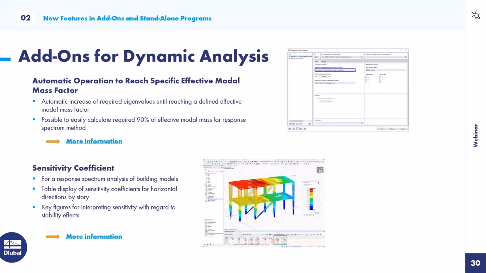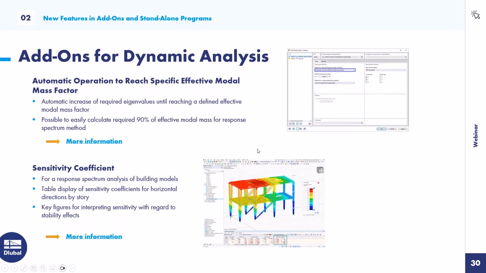Then add-ons for the dynamic analysis: the automatic operation to reach a specific effective modal mass factor. It's an often wished feature from our customers. The program determines the count of eigenvalues until, for example, 90% of effective modal mass is reached. You don't need to do that manually anymore. Then the sensitivity coefficient is new.